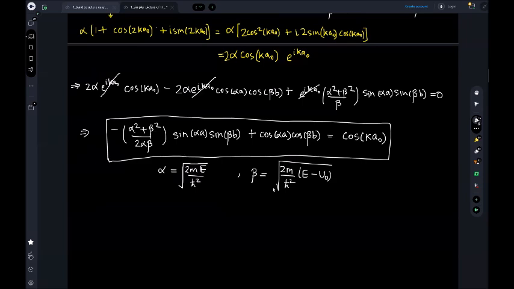Now two cases arise. It is a general system, so the energy E can be both greater than U naught, or it can be less than U naught. It can be anything. So now I'm going to define two cases: one in which the energy E is less than U naught, and the other where it will be greater than U naught. And then we'll rewrite this equation which we have in this box.